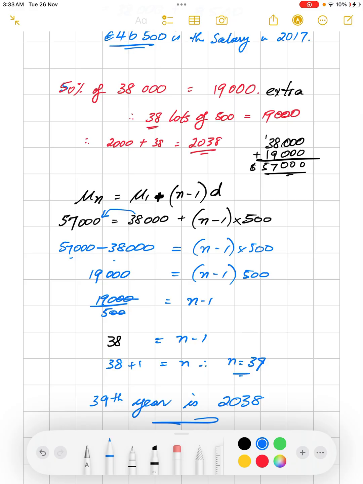I think this section is a little bit quicker. Logic is a little bit faster, and if you had to do all this setting out, it takes longer.